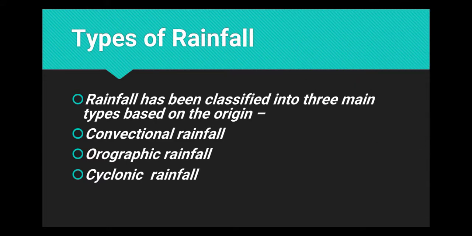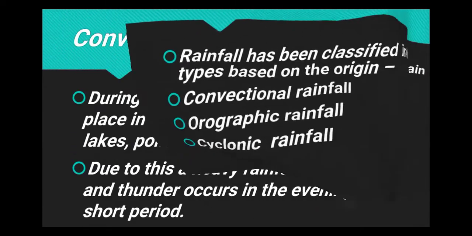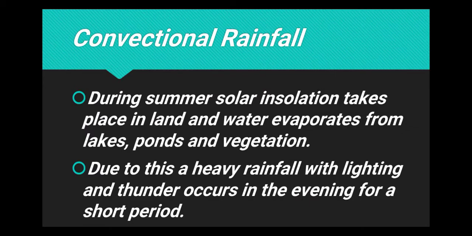Rainfall is classified into three main types based on the origin: convectional rainfall, orographic rainfall and cyclonic rainfall. Convectional rainfall. The air on getting heated becomes light and rises up in the convection currents. As the air rises, it expands and drops in temperature, condensation takes place and cumulus clouds are formed. Heavy rainfall with lightning and thunder takes place, which does not last long.